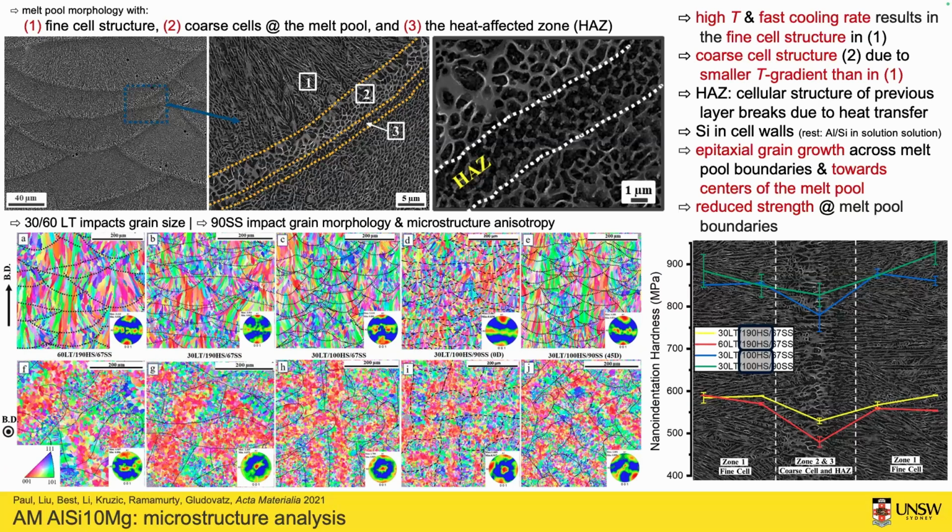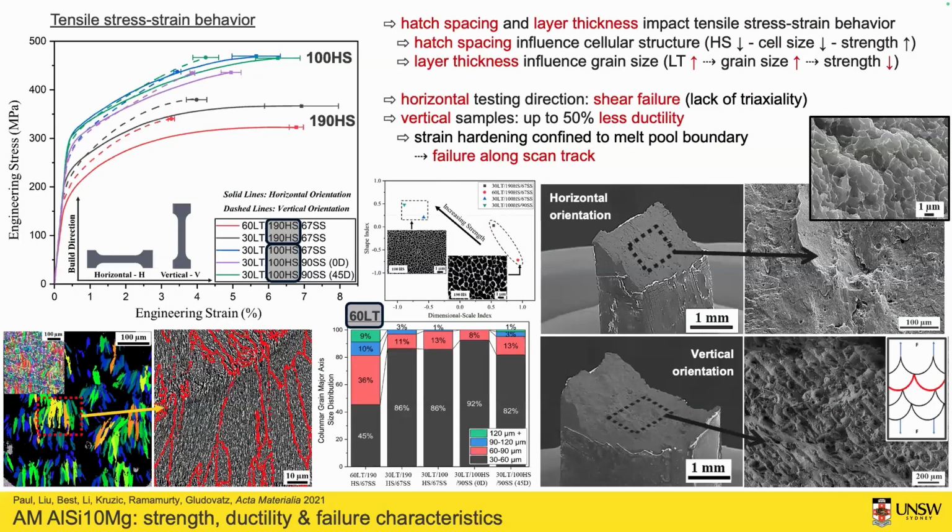If we now look at the first assessment of mechanical properties, we can see here with our nano indentation measurements that we get, for all 4 batches, a lower indentation hardness at the melt pool boundary compared to the melt pool interior, but also that the material that was printed with lower hatch spacing has overall a higher hardness as compared to the material with the higher hatch spacing. This also translates then into our tensile stress strain behavior.